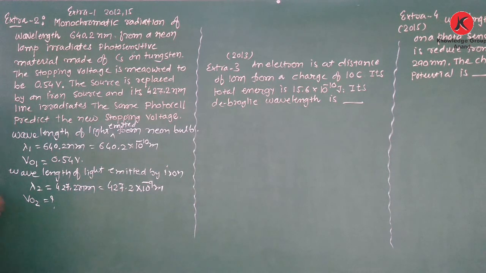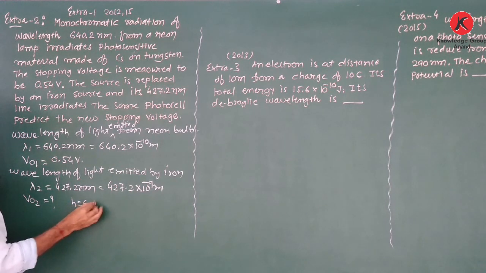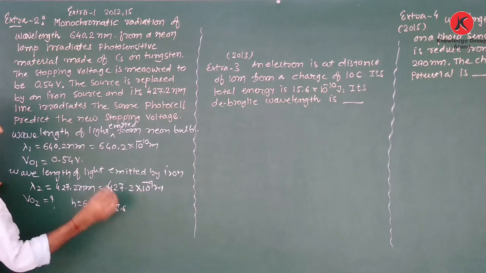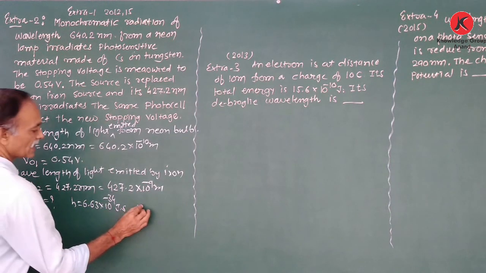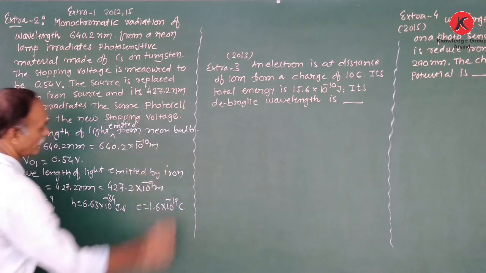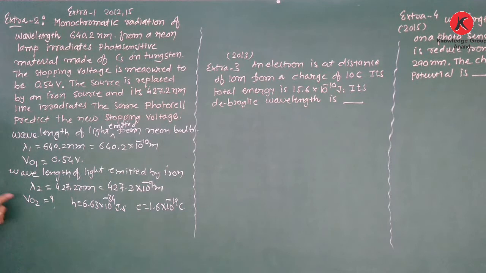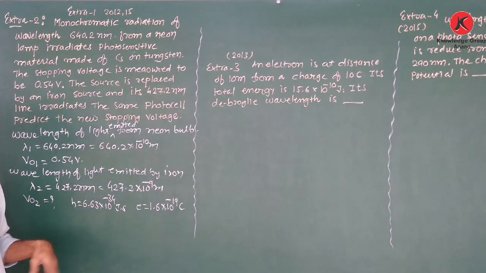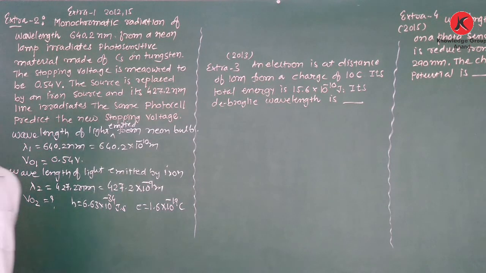Right? Planck's constant h we know is 6.63 into 10 to the power minus 34 joule second. And we also require the charge of an electron, 1.6 into 10 to the power minus 19 coulomb. With this data given, we have to find the new stopping voltage if the wavelength of light is changed. Clear this? Okay. For that purpose, we know the photoelectric equation eV0 is equal to hc upon lambda.